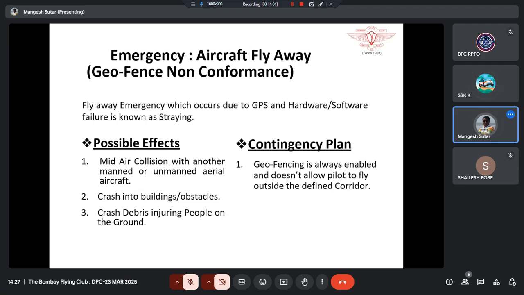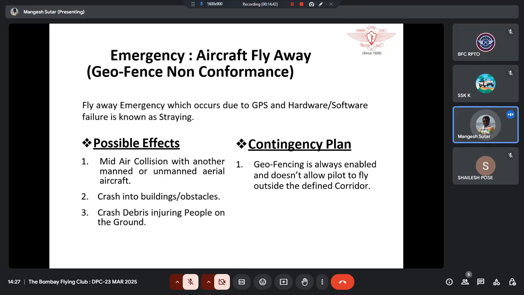So just to restrict this flyaway situation, the government of India has made it very clear that as per the drone rules, you need to have a geofencing configured in your drones. Once you have a geofencing configured, your drone will never go outside that zone. The moment you reach the geofencing area, your drone will trigger the RTL. So it will come back and it will land. Geofencing is always enabled and does not allow the pilot to fly outside the defined curve.